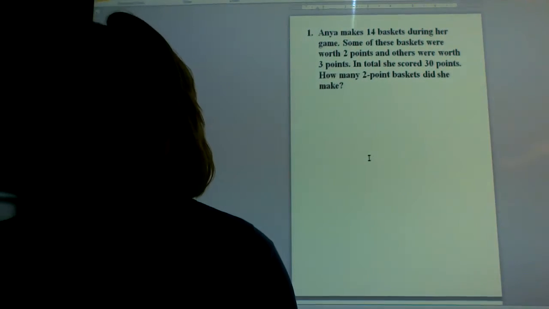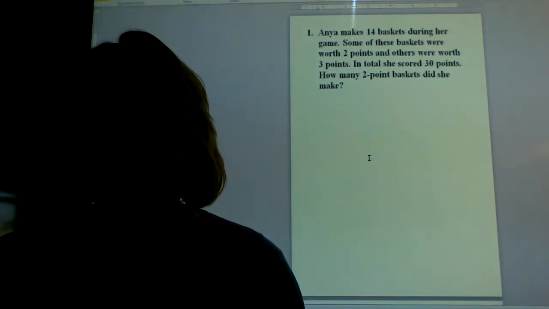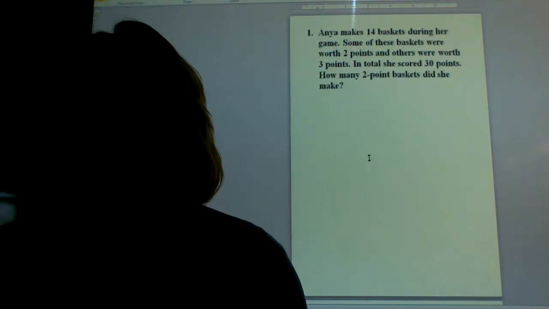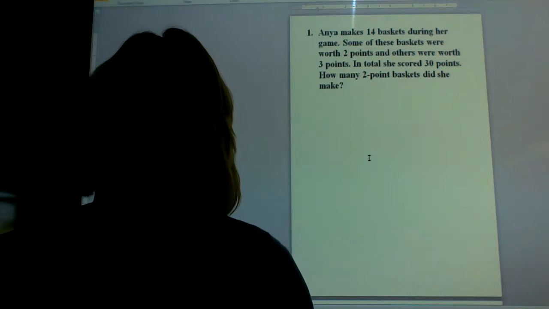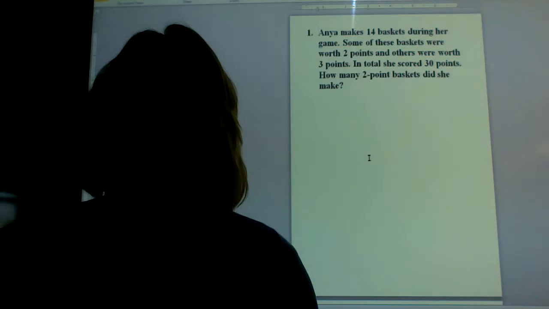Hi, Algebra 1 students. We're going to start the next section on 3.5, looking at word problems. Today I have 3 problems for us to go through. One of them is a typical word problem that you'd see. Another is a money problem. And the last one is a mixture problem.